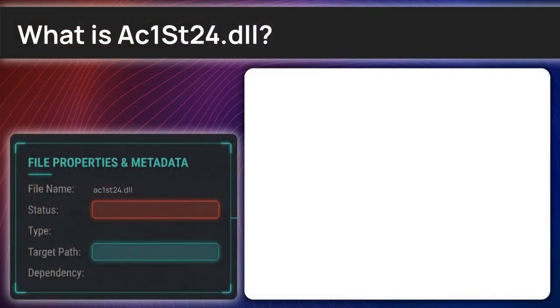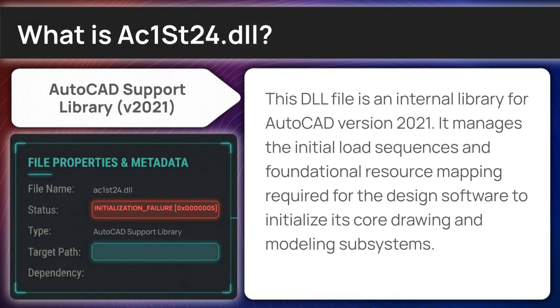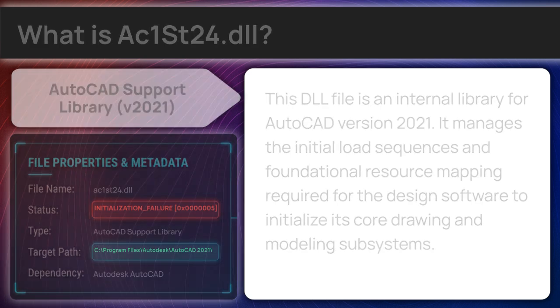This DLL file is an internal library for AutoCAD version 2021. It manages the initial load sequences and foundational resource mapping required for the design software to initialize its core drawing and modeling subsystems. Let's transition to the solution, starting with the official Microsoft redistributable.